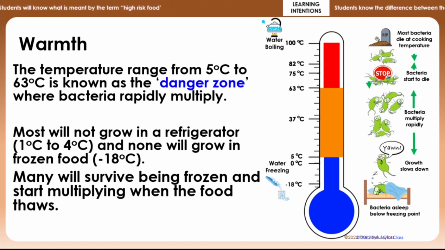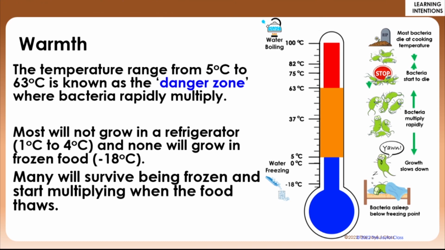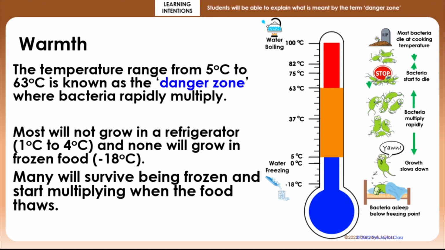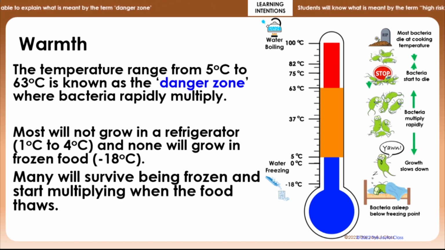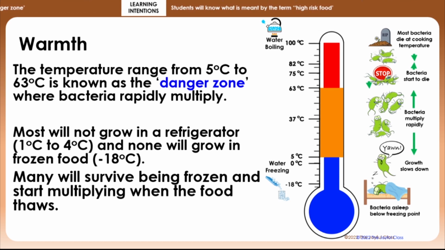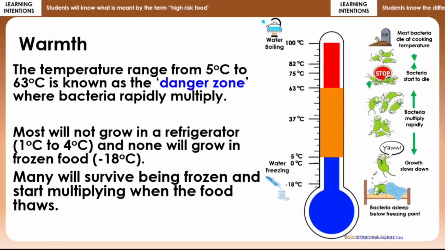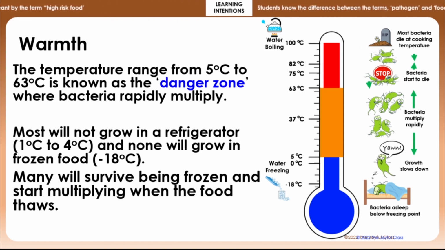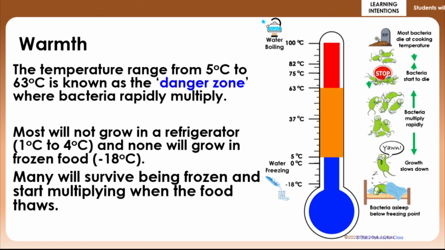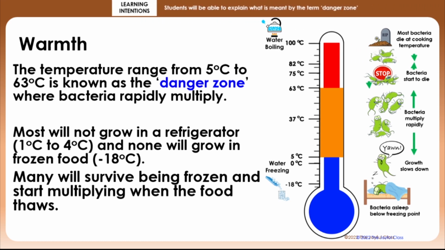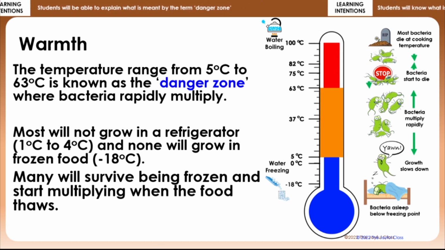Most bacteria will not grow in a fridge, and that's between 1 degree and 4 degrees centigrade. And no bacteria will grow in frozen food at minus 18. When frozen, they will be asleep, and they'll be sleepy in the fridge. They're not killed in the fridge or the freezer. They're only killed by cooking. Many survive being frozen and start multiplying when the food defrosts.